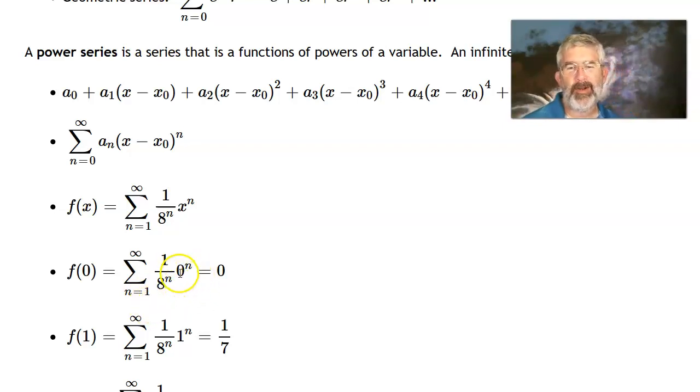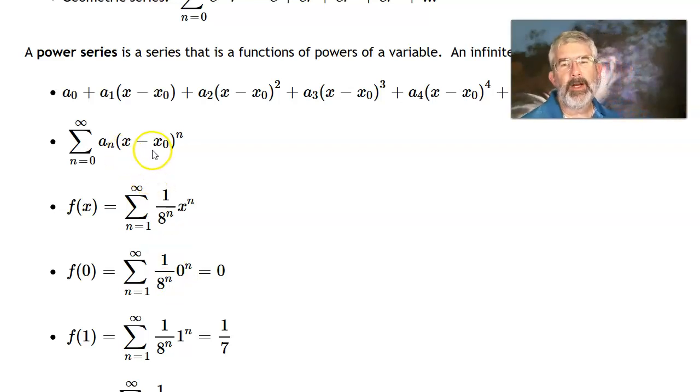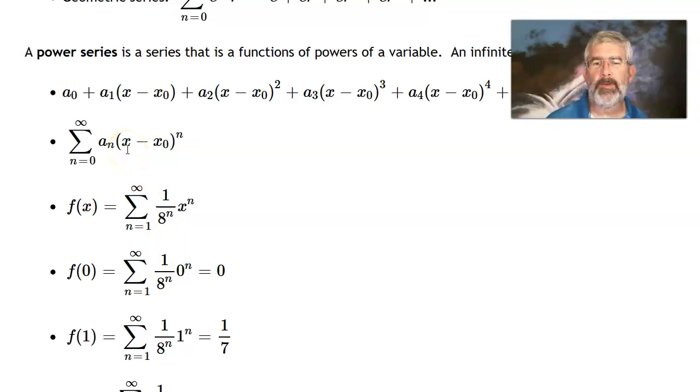But they're all zeros, and so I've got a sum of 0 plus 0 plus 0 plus 0 plus 0 infinitely many times for a grand total of 0. This definitely adds up to 0. In fact, all of these power series, if you plug in x equals x0, then each term in the sum is 0 and it converges. It adds up to 0.